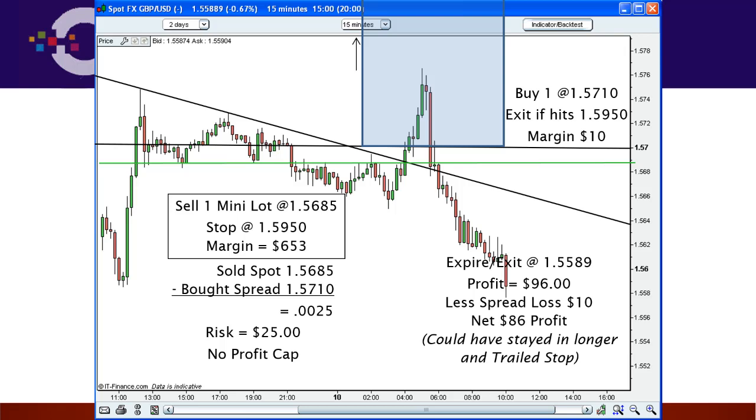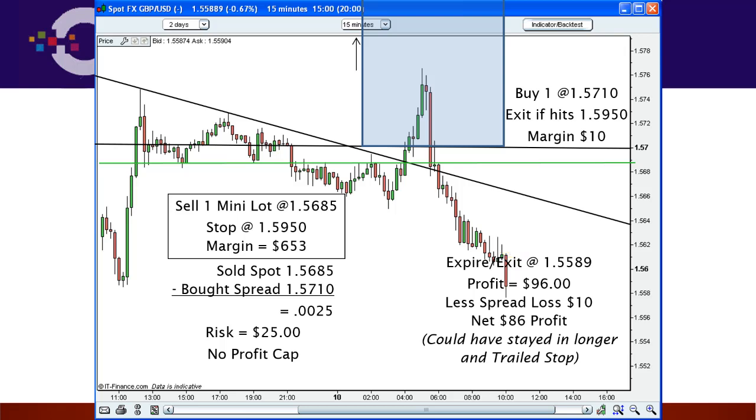No profit cap. Remember when we just did the spread example at the beginning, the market's down here, it expired right there. Okay, so you had to get out with a $96 profit. Not saying that's a bad profit, but maybe you expect it to keep going. Okay, well, you can just trail your stop. You can stay in the trade. You don't have to get out just because it's 3 o'clock or whatever.